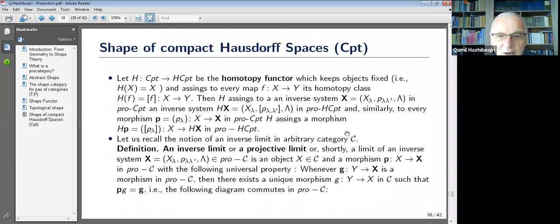Then H assigns to an inverse system X = (X_λ, p_λλ') in Pro-Compact an inverse system HX, which for bonding morphisms has the homotopy classes of the bonding maps p_λλ'. These are objects in Pro-H-Compact, and similarly to every morphism P = (p_λ): X to X in Pro-C, it assigns a single morphism HP, which consists of the homotopy classes of the morphisms p_λ.